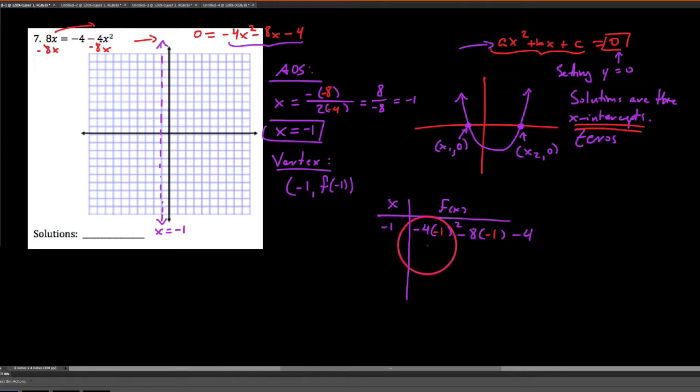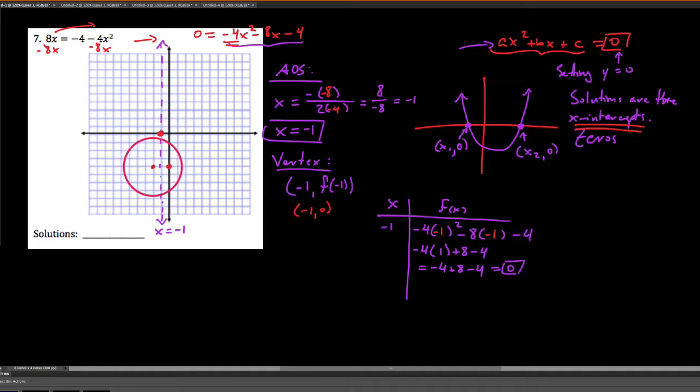Going through our order of operations, we do our exponents first. When we square a negative 1, we get a positive 1. Here, a negative 8 times negative 1 is a positive 8, so I'm going to say plus 8 and then minus 4. This gives us negative 4 plus 8 minus 4. Negative 4 plus 8 is 4, and 4 minus 4 is 0. So this graph has a point at negative 1, 0, and that is its vertex. Furthermore, looking at the a value up here, we have an a value of negative 4. I'd go right 1 and down 4.